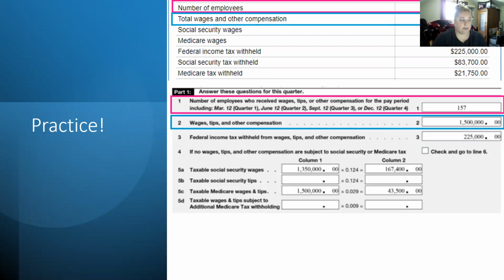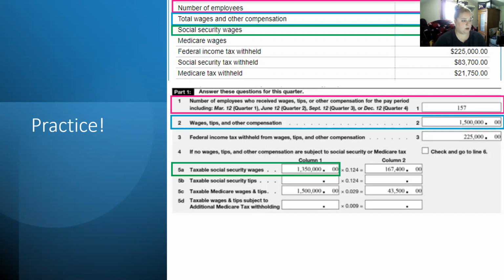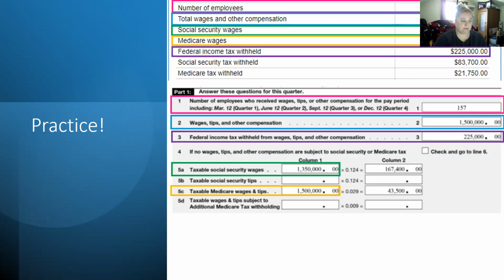Your total wages, tips, and other compensation is going to go on line 2. Your Social Security wages are going to go on line 5A. Your Medicare wages are going to go on line 5C. Your federal income tax withholding is going to go on line 3. You're going to do math. I know that's scary. And then you're going to get to your numbers that go in column 2 for lines 5A, B, C, and D, depending if you have stuff that goes in each of those.